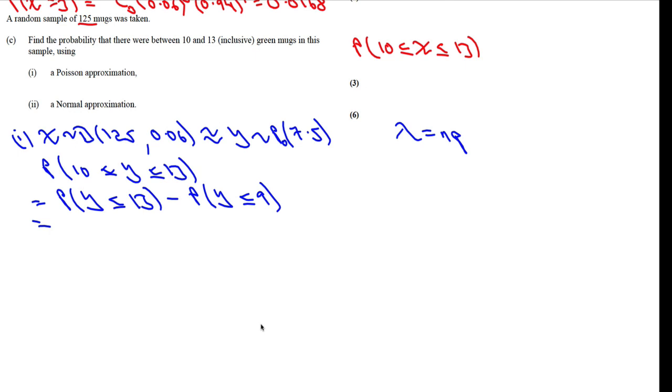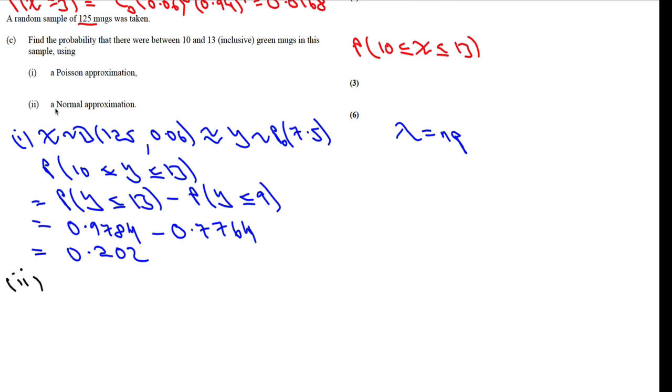I'm going to use the tables to look this up such that lambda is 7.5 and we're looking for less than or equal to 13. When I do that, I get 0.9784, and I'm going to take away 0.7764. When we put that into our calculator, we get 0.202. So that's part 1 done for 3 marks. Part 2 for 6 marks. Let's change colours again. Part 2.